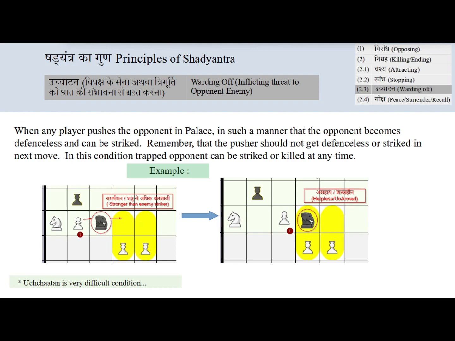Let's see an example. We'll see that the pawn is unable to kill the black knight. So the pawn is smartly pushing the black knight inside the palace, and after that this black knight gets trapped inside the palace and becomes defenseless. This way the white pawn earns the Uchchatan. As I already said, this is a very difficult condition to achieve.